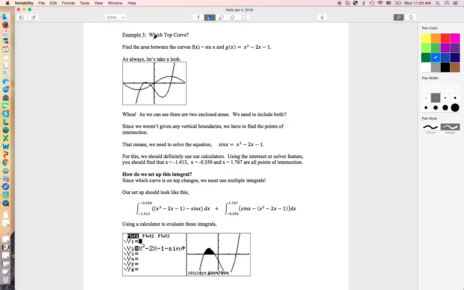So the problem says find the area between the curves f of x equals sine of x and g of x equals x cubed minus 2x minus 1. And taking a look, I see this is my scenario. I didn't have vertical boundaries, so I didn't have these vertical lines where I knew I was only going from here to here. So I'm looking here for points of intersection, and I see that there are 3 of them. And they're here. And those 3 points of intersection make 2 different enclosed areas. We have this enclosed area that we're going to have to work to figure out, and we have this enclosed area.